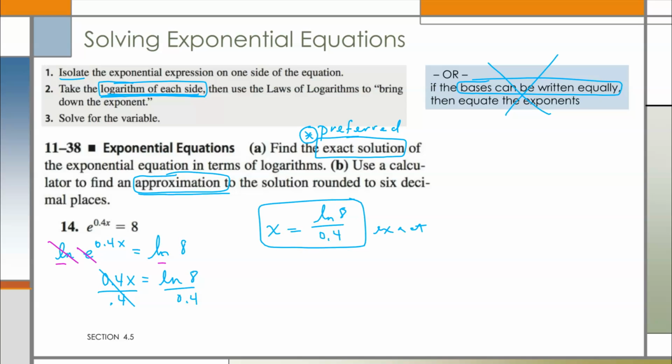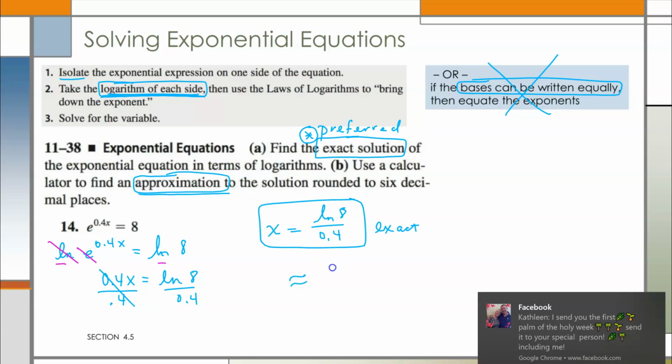For the approximate answer, let's go ahead and put that into our calculator. So you're going to use your ln button, which we practiced last section. ln of 8 divided by 0.4 gives us, and they want 6 decimal places, 5.198604 to 6 decimal places.